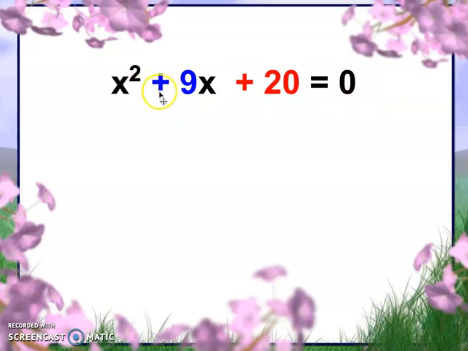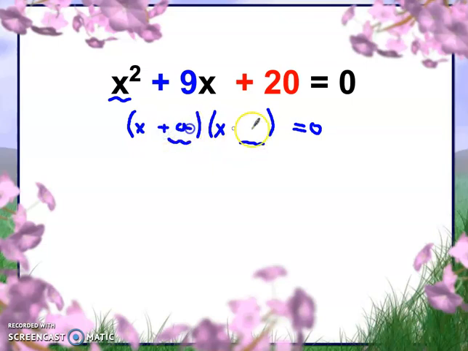To solve this equation we have to write it first in the product form. So something in parentheses multiplied by other parentheses equal to 0. Because here we have x squared, then we will have x here and x here. Now we have to find these two numbers here. I will call them a and b.